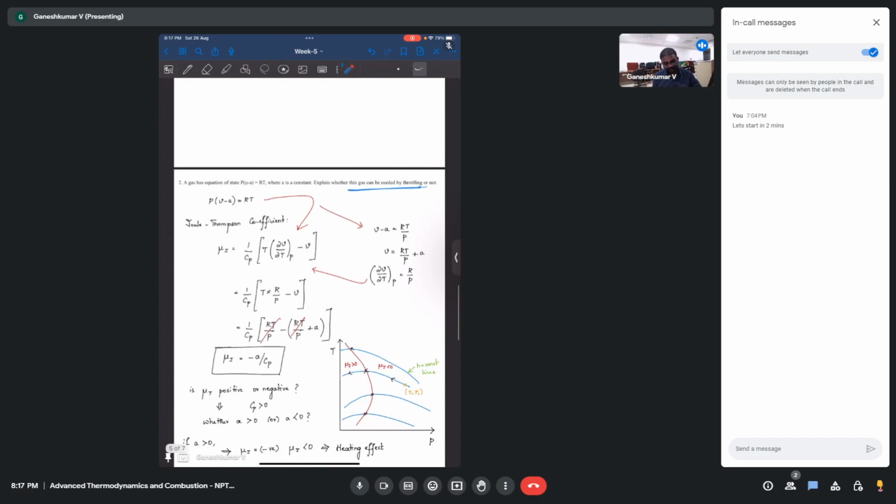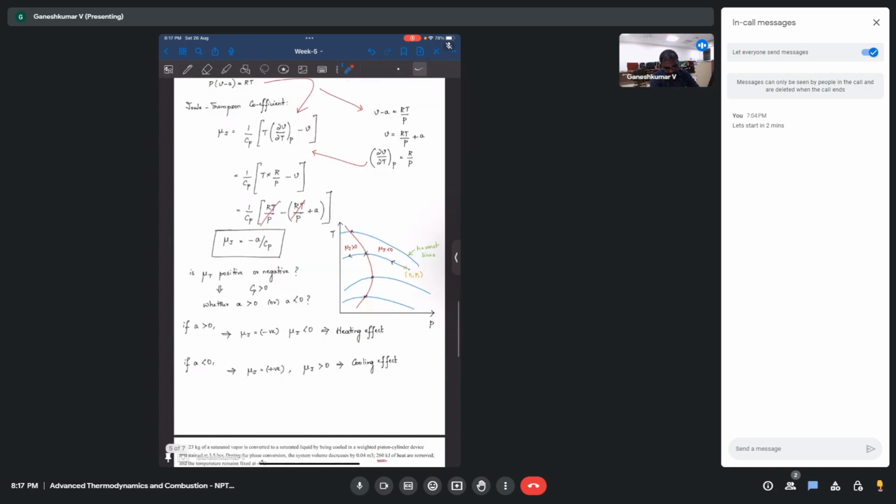And the next is whether a gas can undergo throttling or not. For that, it's simple. We just need to find the equation form for the Joule-Thomson coefficient. Once we find it, we can easily say, based on the sign of the Joule-Thomson coefficient, whether the gas can be heated or cooled. So basically, that's what we did here.